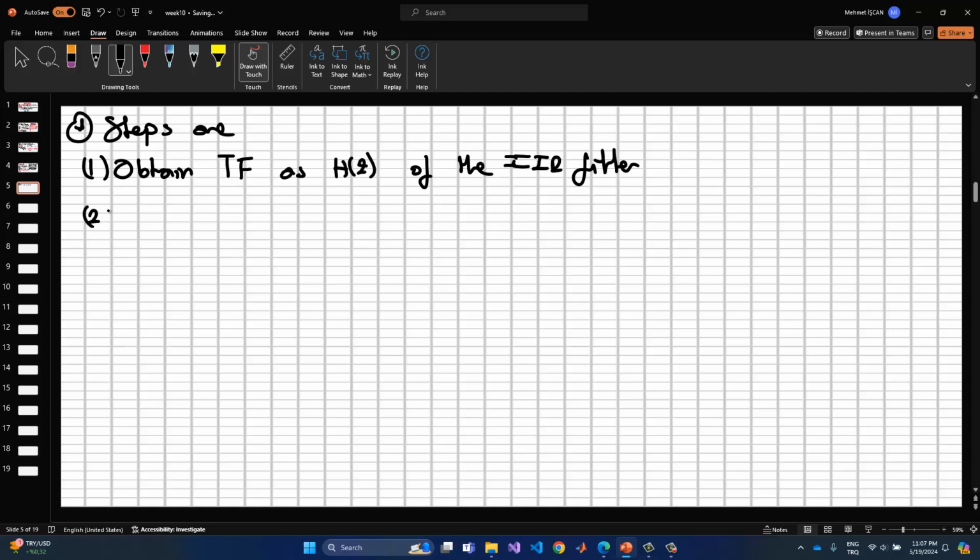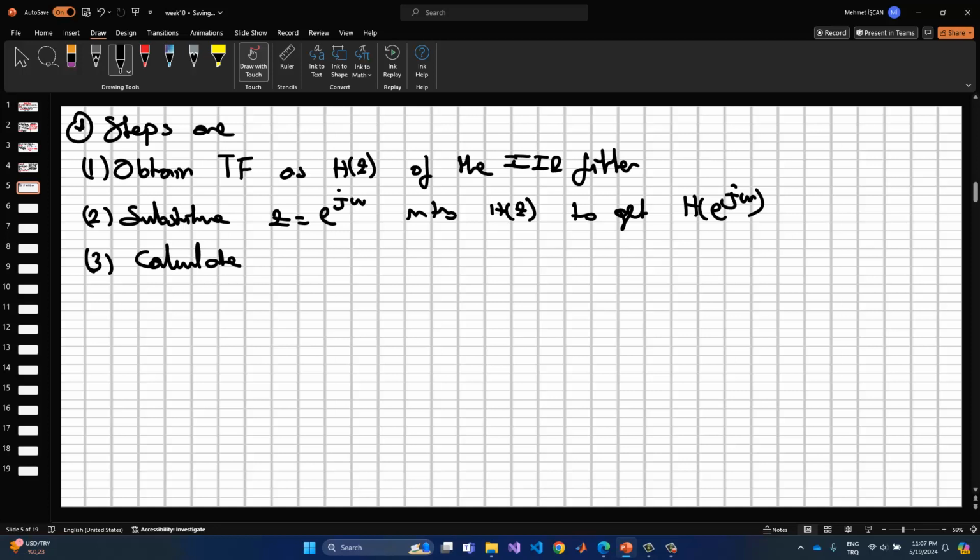Okay, and after that substitute z equals e to the jω into H(z) to get H(e^jω). Okay, and after that we need to calculate the absolute value of H(e^jω). This is the magnitude of the response of the filter.